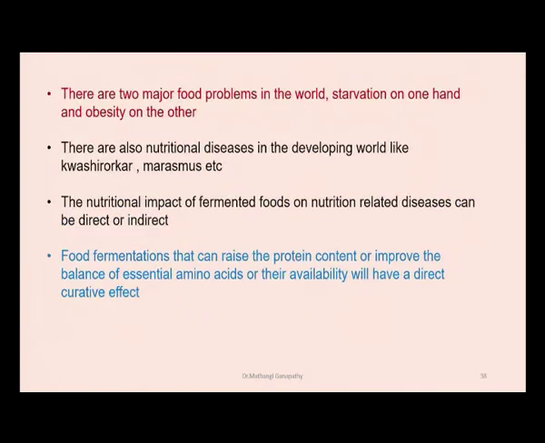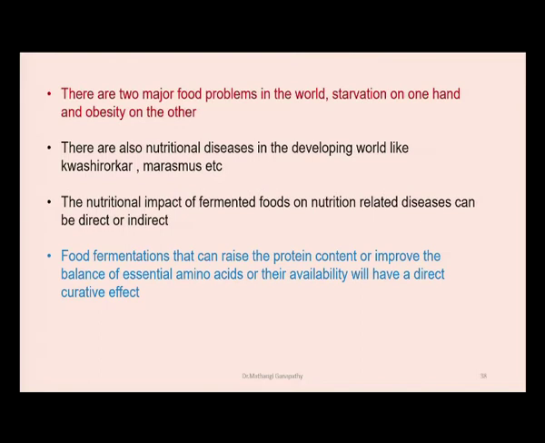When we talk about food, there are two major problems in the world: starvation in one corner and obesity on the other corner. So, there has to be a balance between these, because when you have more people starving, there you need to make more food available, and to reduce obesity we need to tamper food in that particular aspect. Again, in developing or underdeveloped countries of the world, because nutrition is not sufficient, we have the deficiency diseases like kwashiorkor, marasmus, etc. So, if we can supply more fermented food to those areas, the nutritional impact of these fermented foods, especially on these nutrition-related diseases, can be both direct as well as indirect.